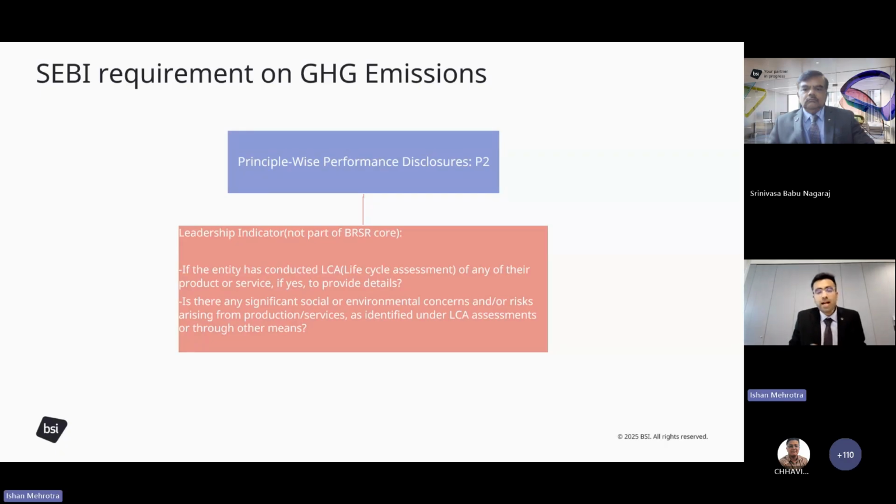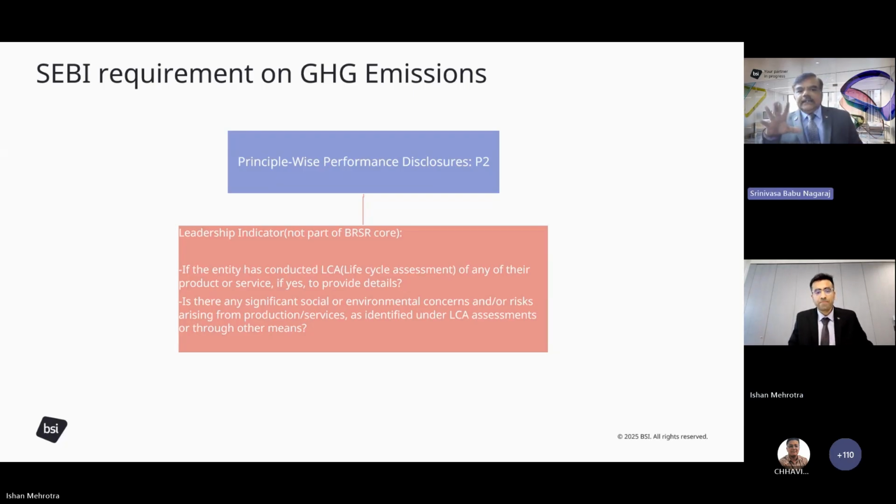Here on this slide, I would like to seek some comments from Mr. Srinivas Babu as well, on how companies should be relating it with the existing ISO, or comments from your end, Mr. Babu. Thank you, Mr.